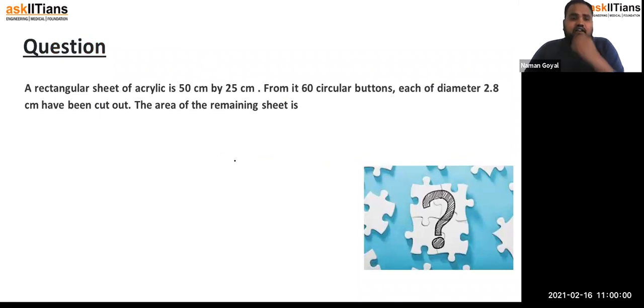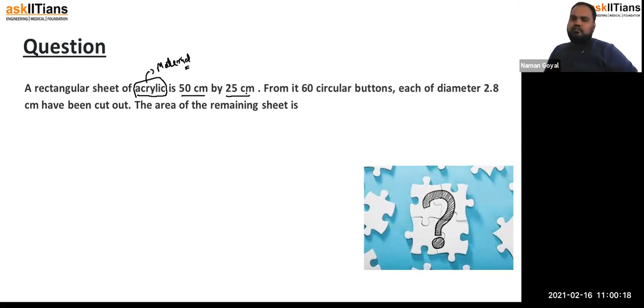Now there is a rectangular sheet. Rexine is basically a material used for making the sheet. It is 50 centimeter by 25 centimeter. Now from it 60 circular buttons, each of diameter 2.8 centimeter, have been cut out. Then find the area of the remaining sheet. Now let me give you a simple example.